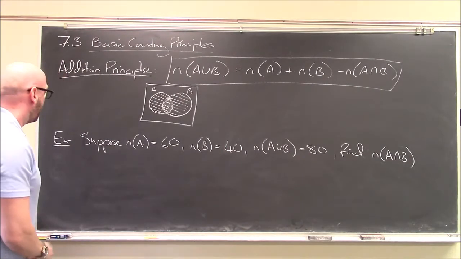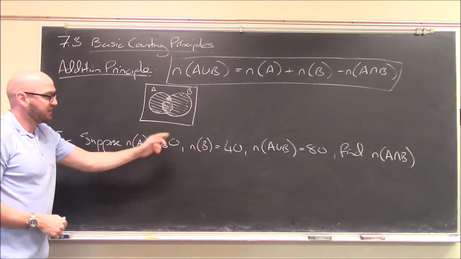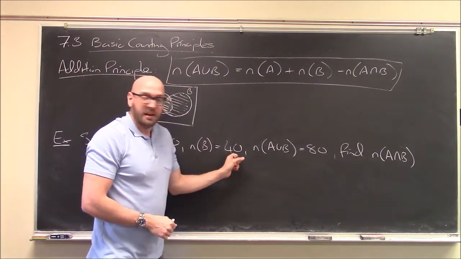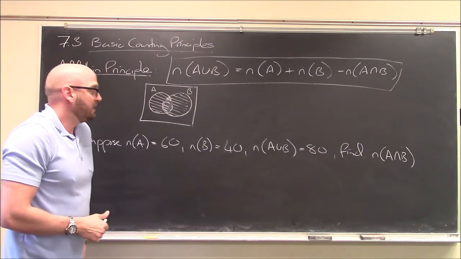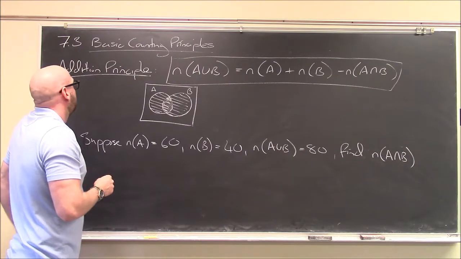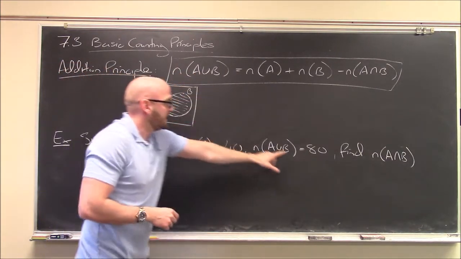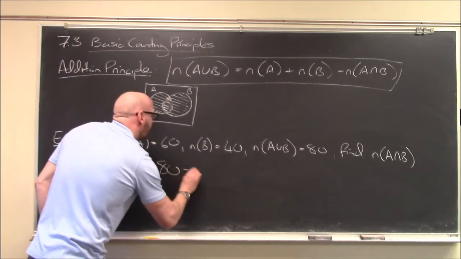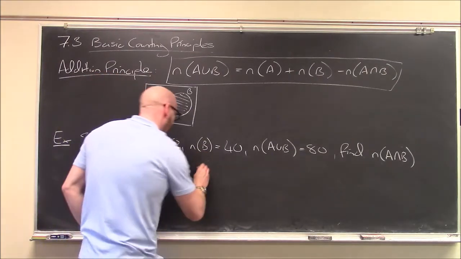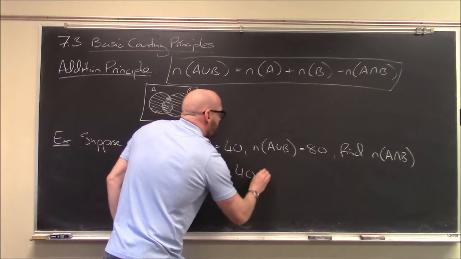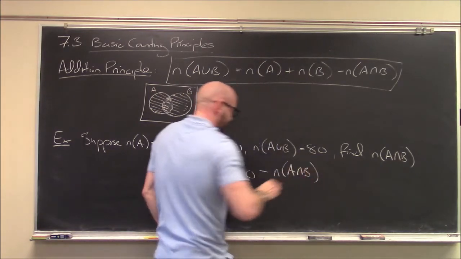And we'll just do a really quick example. Suppose that we've got two sets here. Number of elements in A is 60, number of elements in B is 40, and the number of elements in their union is 80. How many elements are in their intersection? Well, if we use the addition principle, I know that the number of elements in the union, which I have, is 80. Number of elements in the union is going to be the number of elements in each set, so 60 plus 40 minus the number of elements in the intersection, which is what I'm looking for.